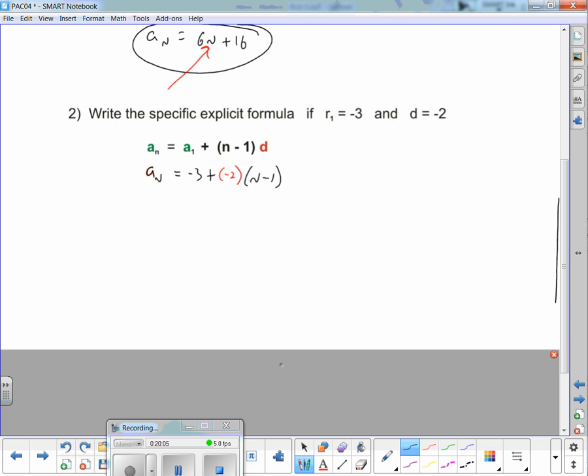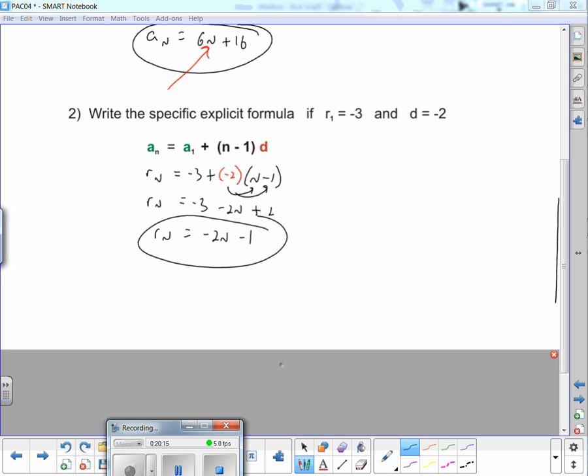You'd write the explicit formula first, then go ahead. So finish that off. Go ahead and finish that off. Write the specific explicit formula. And hopefully that's what you got. R sub n equals negative 2n minus 1. Questions on that? Chloe.